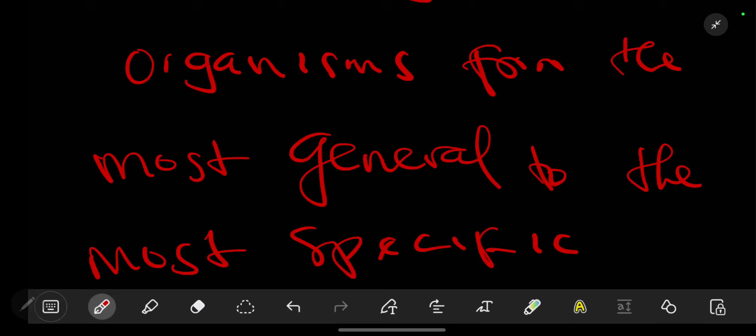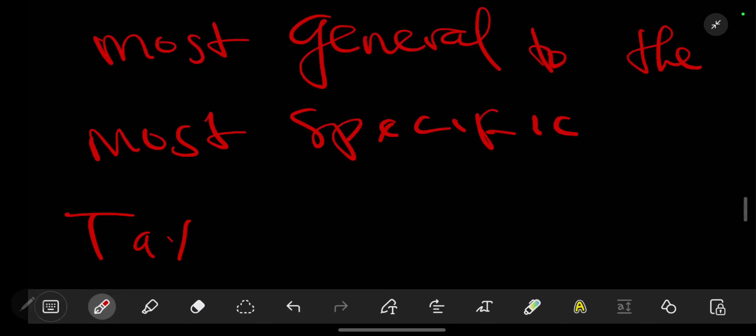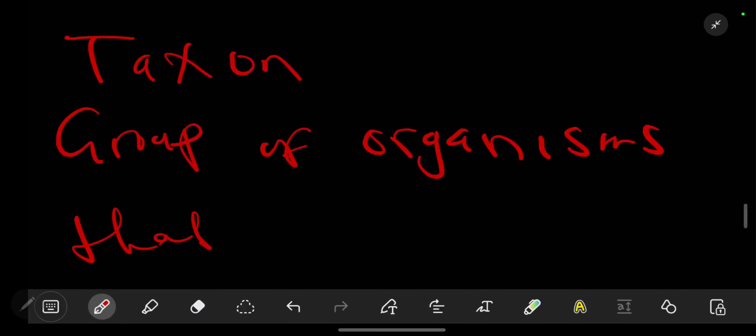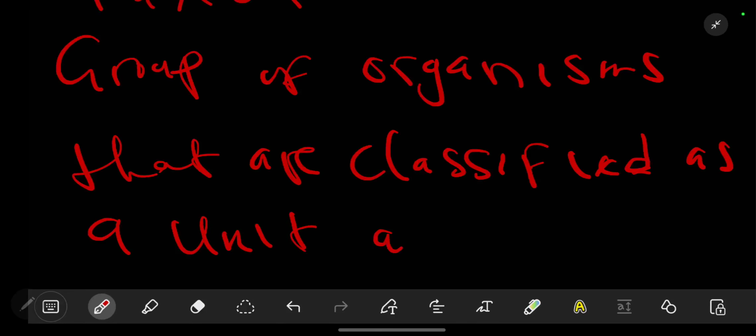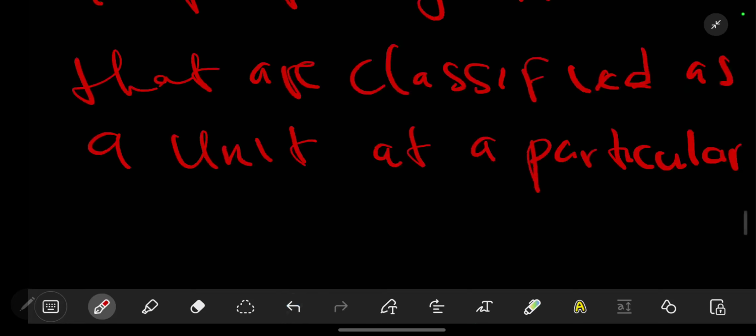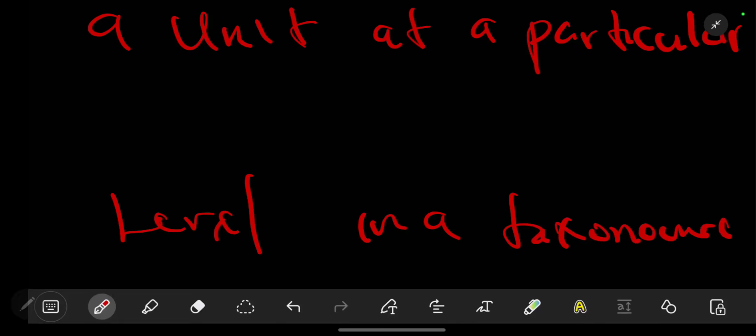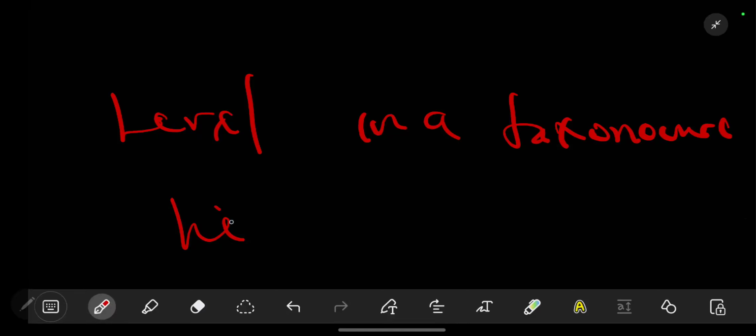Now the other term that we need to define is what we call a taxon. We are going to bring in some images to further understand this. A taxon simply refers to a group of organisms that are classified as a single unit at a particular level in a taxonomic hierarchy. Let me bring in some images to make us understand more.